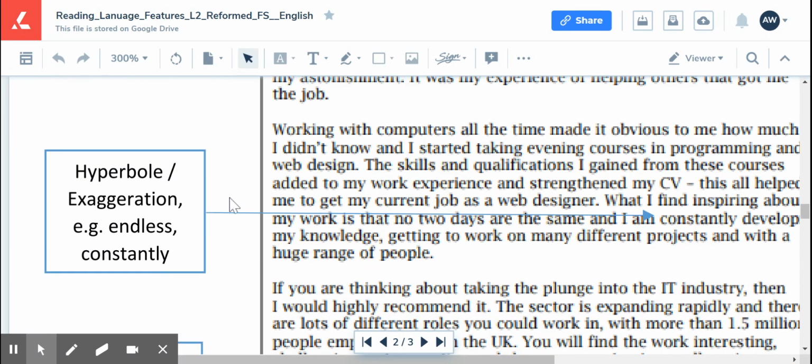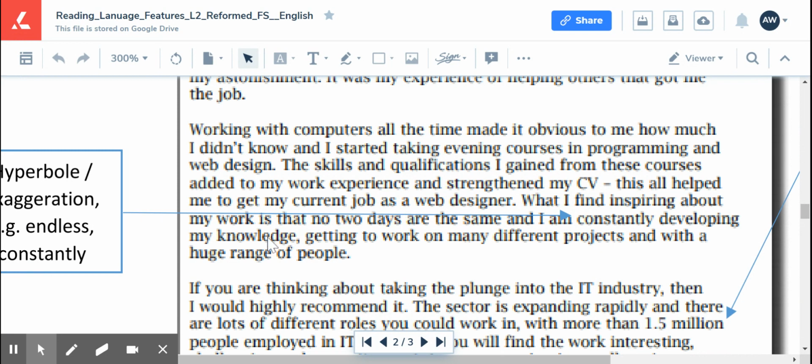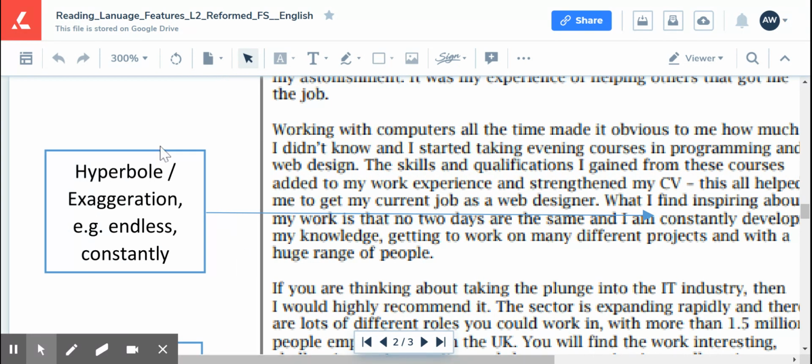And then down here we have hyperbole or exaggeration. Let's have a look at our example. I am constantly developing my knowledge. Okay, why is this an example of hyperbole or exaggeration? Because the word constantly tells us that probably every day in the real world we're not always developing our knowledge, but we need to use slightly exaggerated language here to really sell our skills and really make the person reading it sort of take notice of what we're saying.